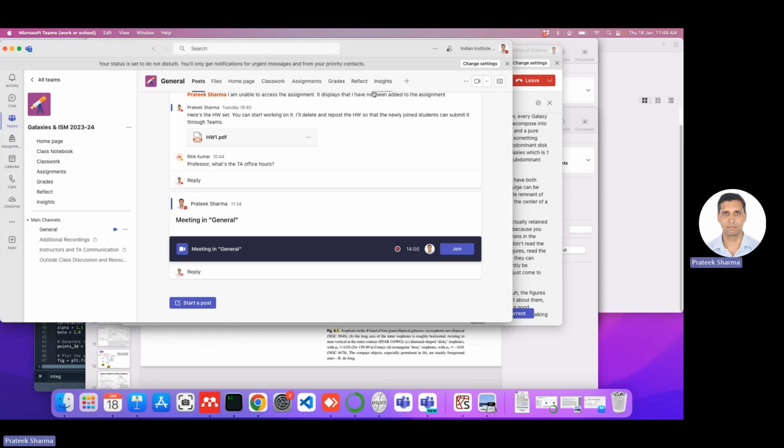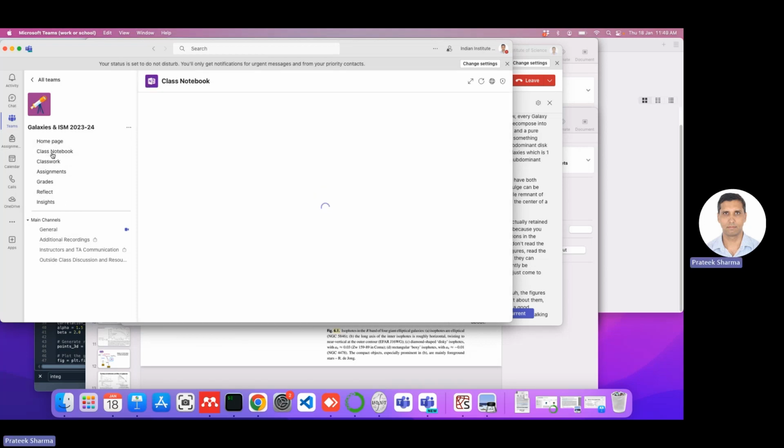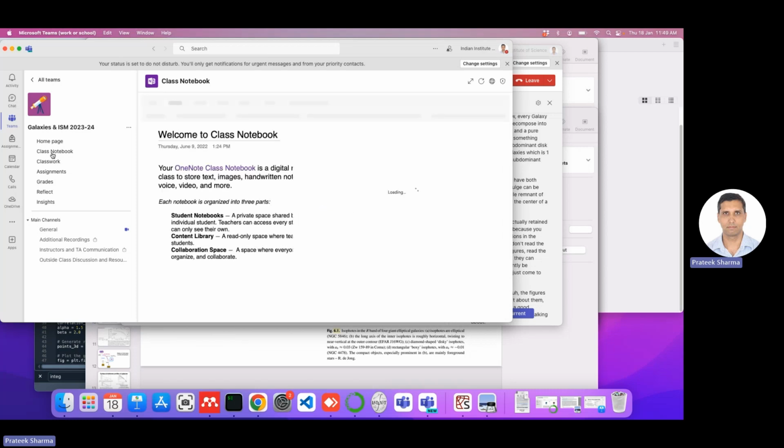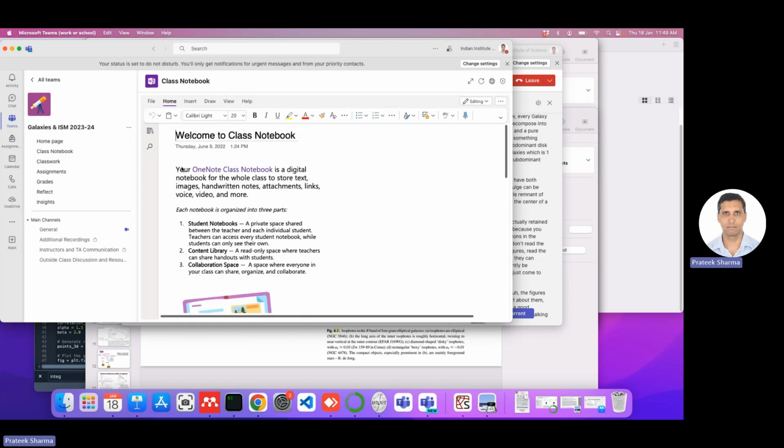For example, if you have a disk galaxy and you're viewing it edge on, it appears very different from a face on spiral galaxy or a disk galaxy, right?